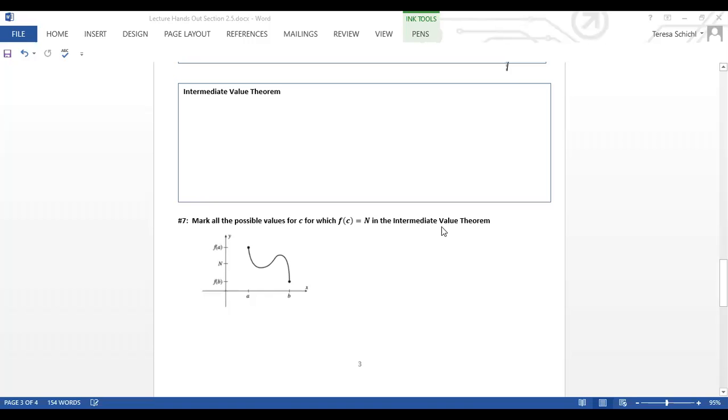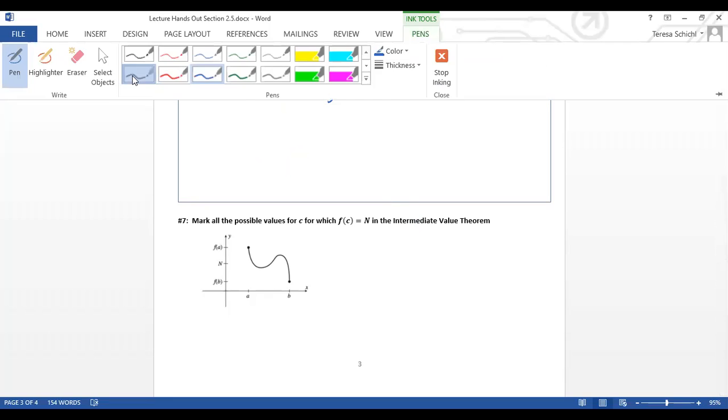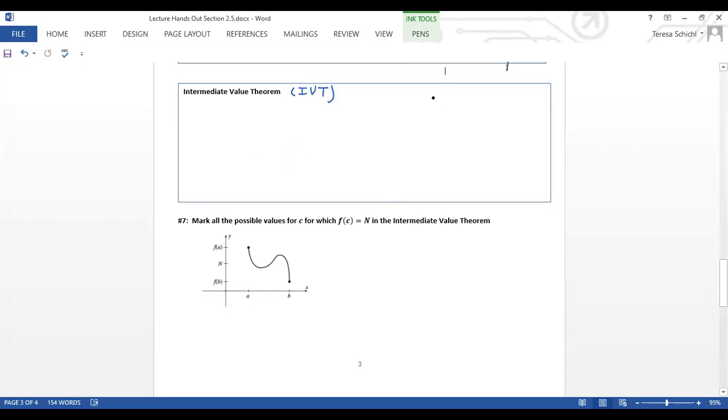We're going to start by talking about the Intermediate Value Theorem, and sometimes you will see people write it as IVT. So what is the Intermediate Value Theorem? In fact, if you take a look at the graph, it's very obvious and very trivial.